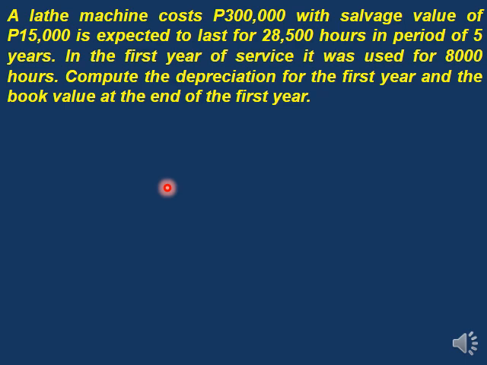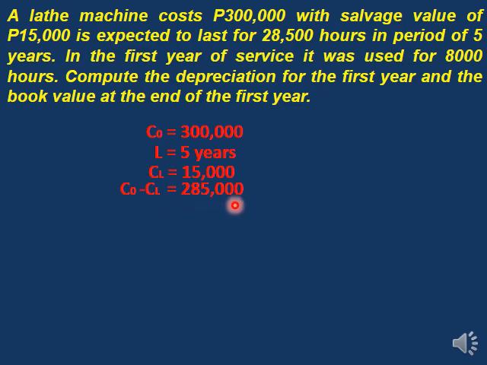Now I will illustrate. This machine costs 300,000 now, and it has a life of 5 years. If it has a life of 5 years and its salvage value is 15,000, it means that its cost of service is 285,000. This is based on the life of the machine.